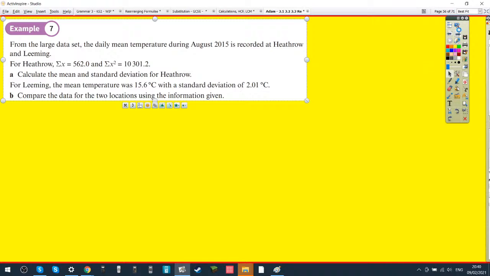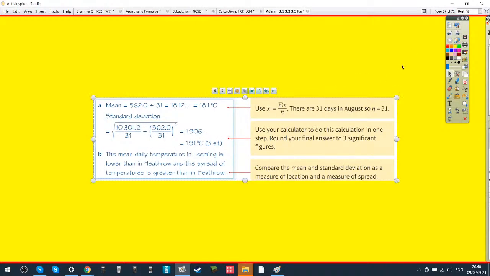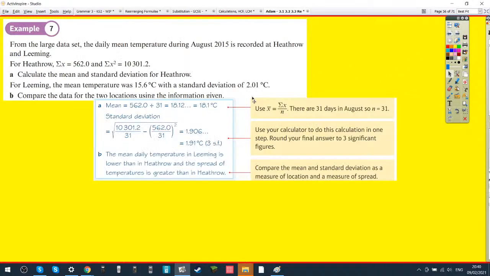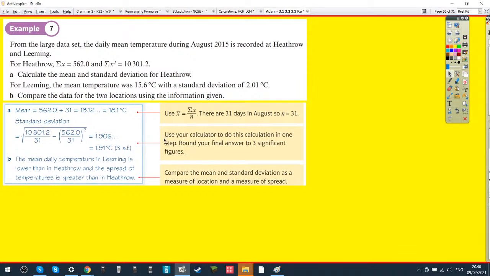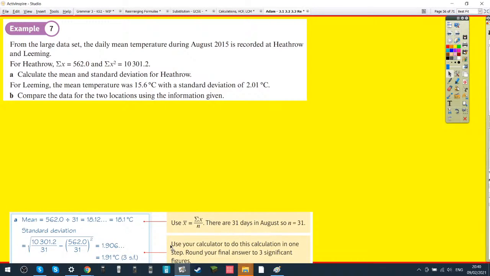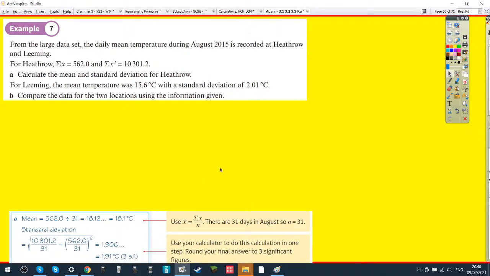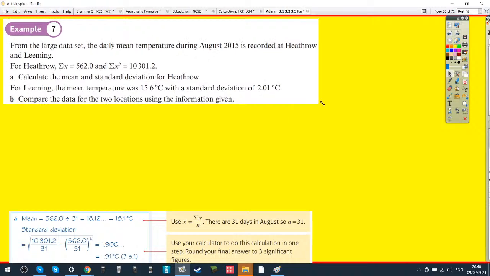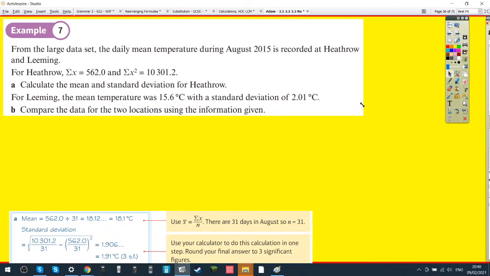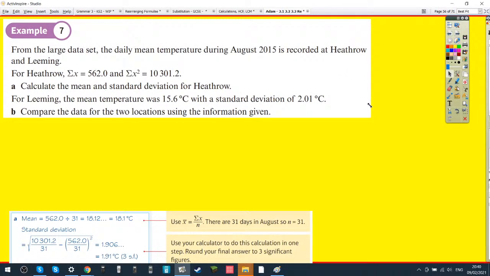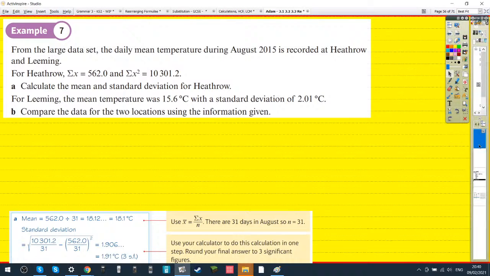Let me just cheat. Okay, whoops. Oh, yeah, I don't even have the answer. No, I do. Okay, part A gives us the mean and standard deviation for the first group. For Heathrow, and then Leeming we have this different stuff. Compare the two. In the context of the question, daily mean temperature.